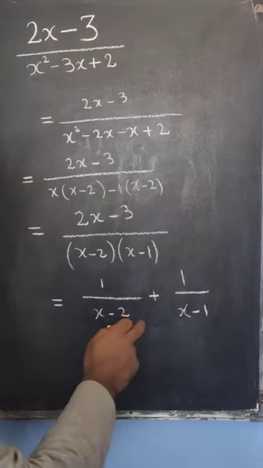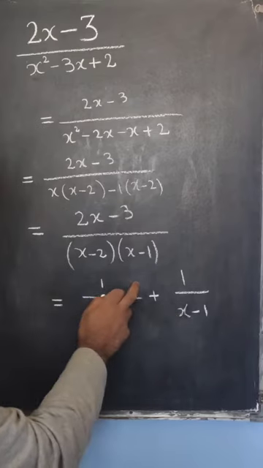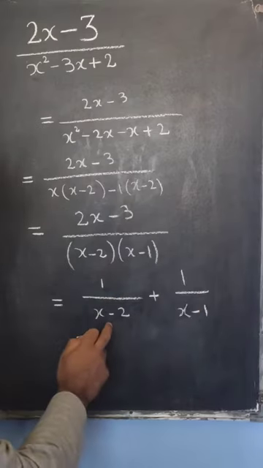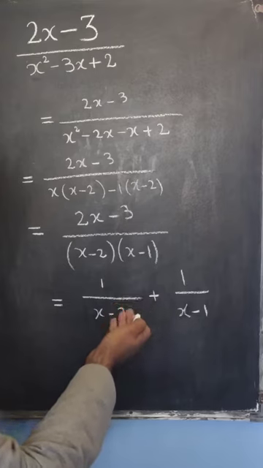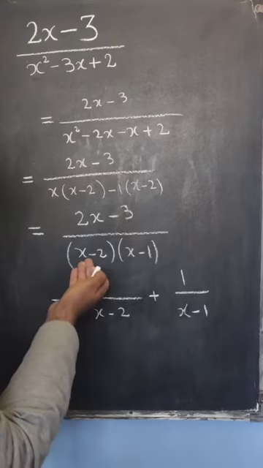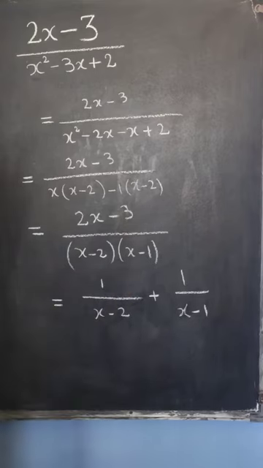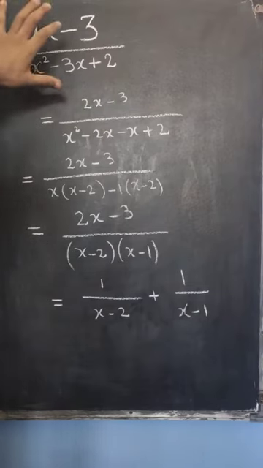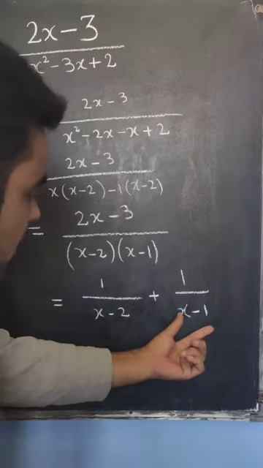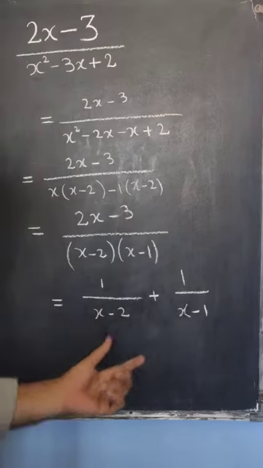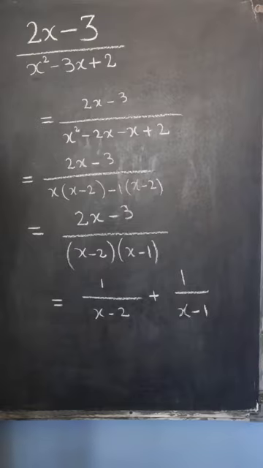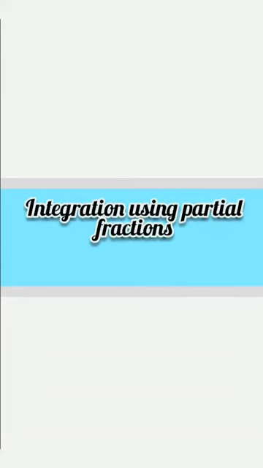Now on cross multiplying this, we get (x minus 1 plus x minus 2) divided by (x minus 2) into (x minus 1). That is equal to (2x minus 3) divided by (x minus 2) into (x minus 1). Now we have decomposed this rational function into two rational functions, and these are called partial fractions. Now let us decompose one more proper rational function into partial fractions by using a proper method.